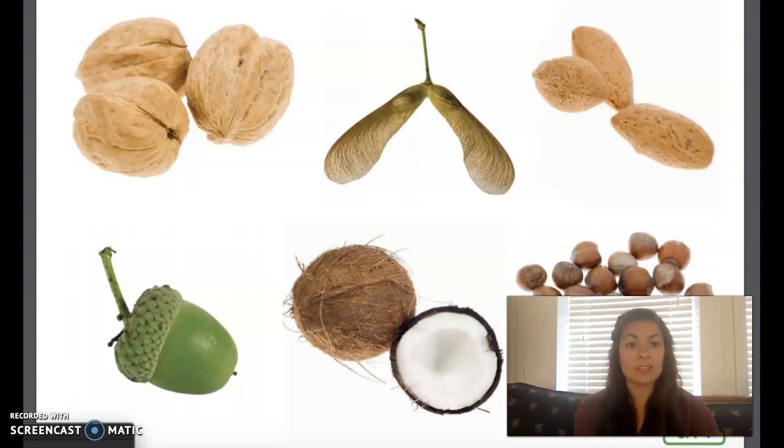Wherever they land, they rest in the soil until germination begins. Germination is when a seed begins to grow or sprout. Certain conditions are required for germination to happen.